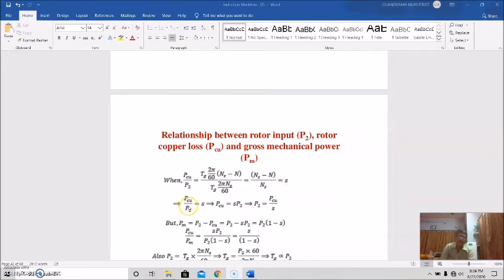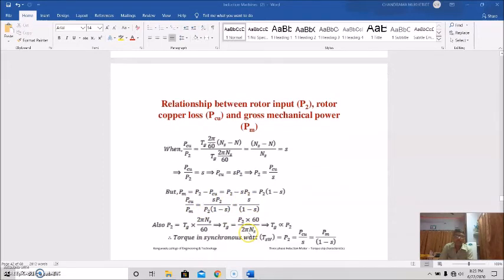So rotor copper loss is slip times the rotor input, or we can say rotor input equals rotor copper loss by S. The mechanical power developed equals rotor input power minus rotor copper loss. If we put rotor copper loss equal to S P2, then Pm equals P2 times 1 minus S. So rotor copper loss by mechanical power developed equals S by 1 minus S. Again, this is the rotor input power equal to this.